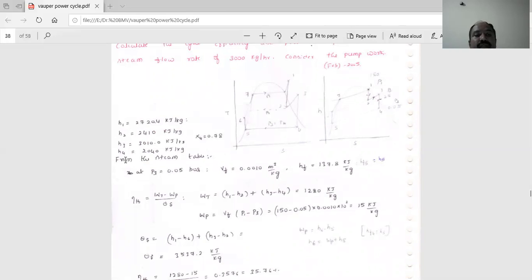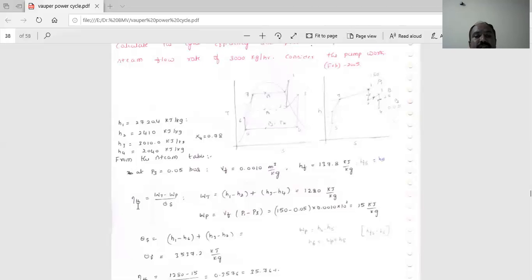and H3 and H4. Okay, H1 is equal to 2720.4 kilojoules per kg. Then H2 is equal to 2410 kilojoules per kg. H3 is equal to 3010 kilojoules per kg. H4 is equal to 2040 kilojoules per kg. X4, dryness fraction, is equal to 0.78. Then at pressure P3 equal to 0.05 bar, VF, the specific volume at saturated fluid condition, is equal to 0.0010 meter cube per kg. HF is equal to 137.8 kilojoules per kg. HF is also equal to HF5.